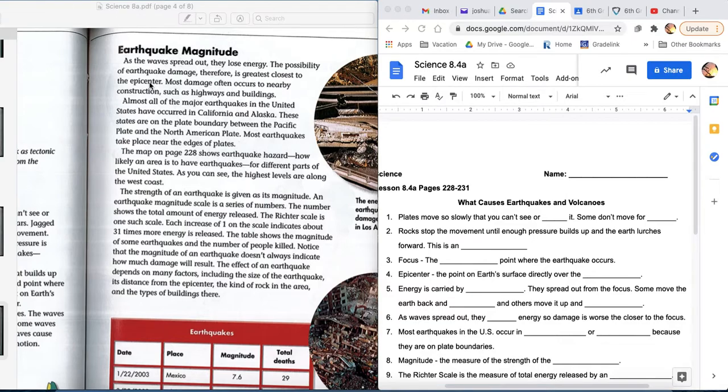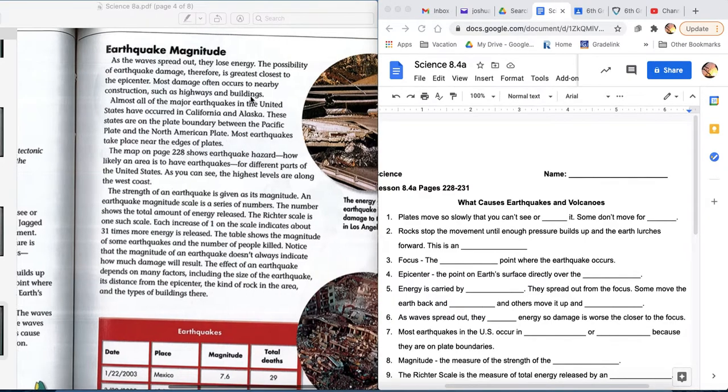It's 20 miles, 10 miles, 30 miles inside of Earth. Where are we going to have damage? Where humans live. So that's why they use the word epicenter. Most damage often occurs to nearby construction, such as highways and buildings.